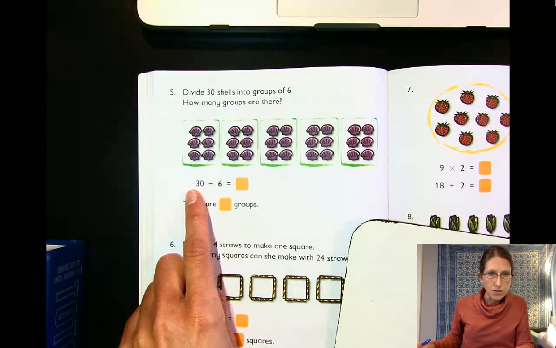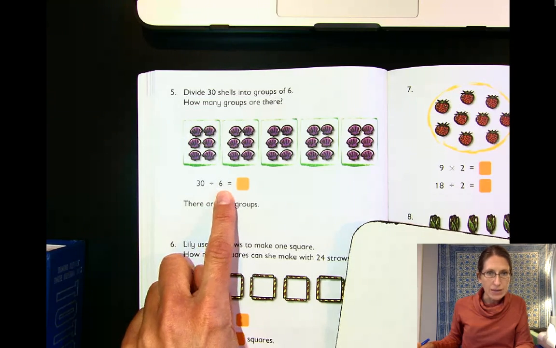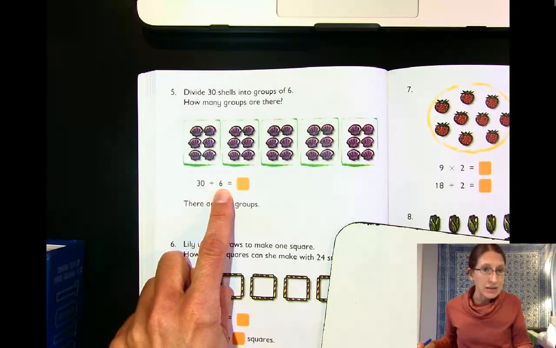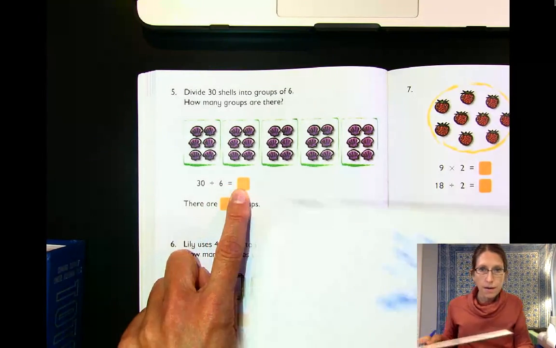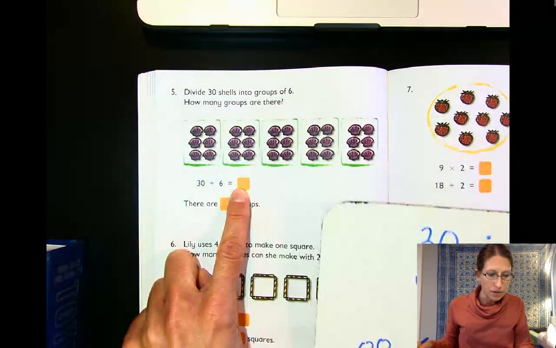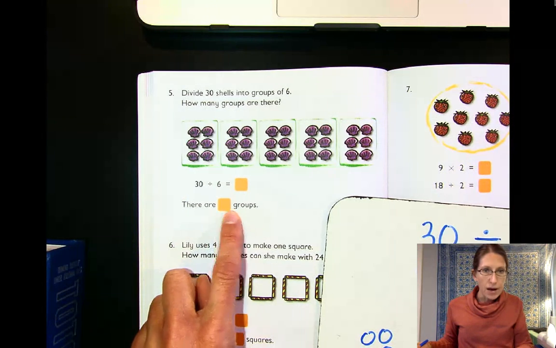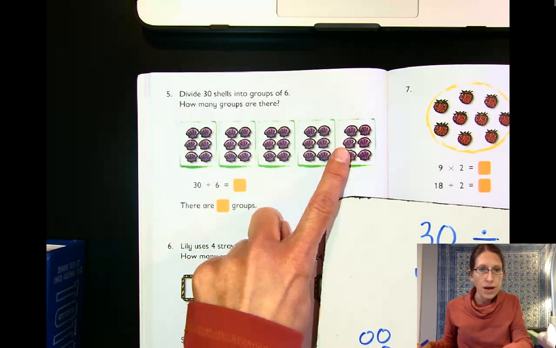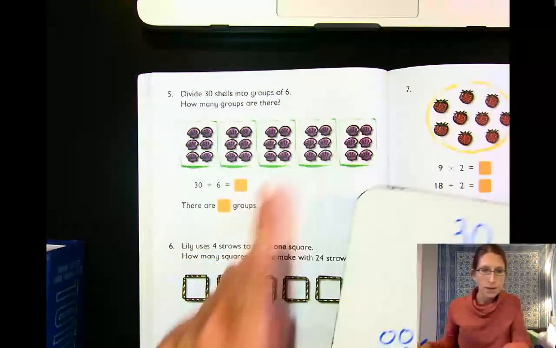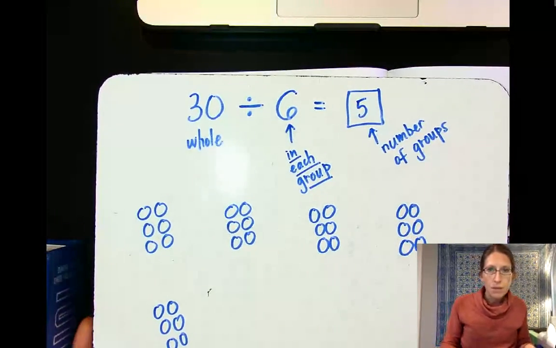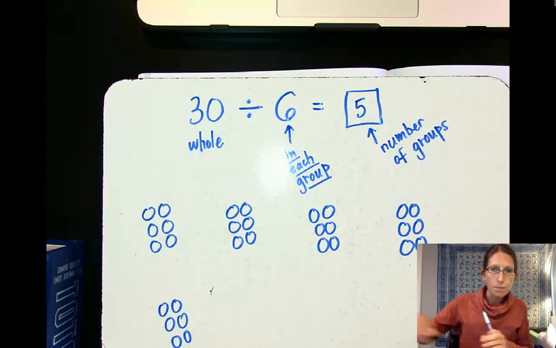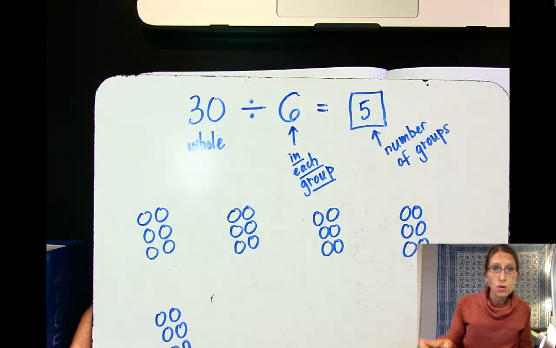All right, and there's our division equation, 30 divided by 6. So that's how we read that. We say 30 divided by 6 equals, let's see, what was our answer? 5. So there are 5 groups. 1, 2, 3, 4, 5. There are 5 groups. And the reason I wanted to show you about what these different words mean is because it can be kind of confusing, because division can mean two things.